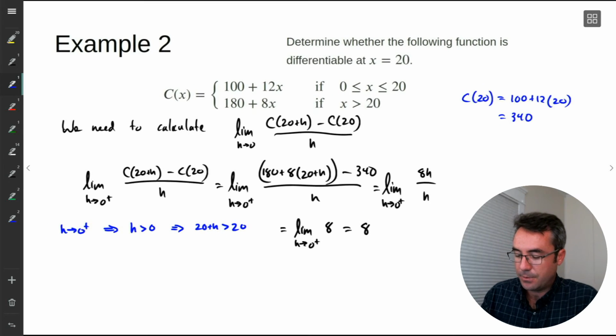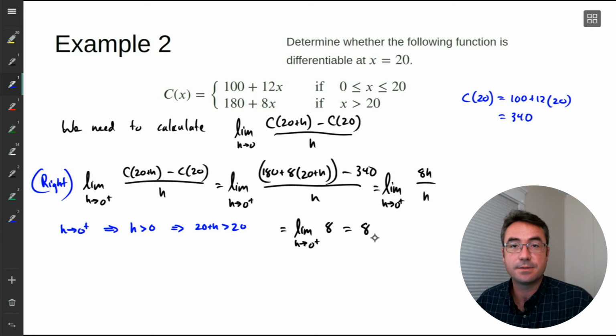But if we go to the right side limit for this derivative type calculation, what we're seeing is that the limit is 8. And so because the left and the right side limits are not the same, this overall limit, the limit as h approaches 0, this is the derivative that we would be trying to do. The derivative here does not exist.